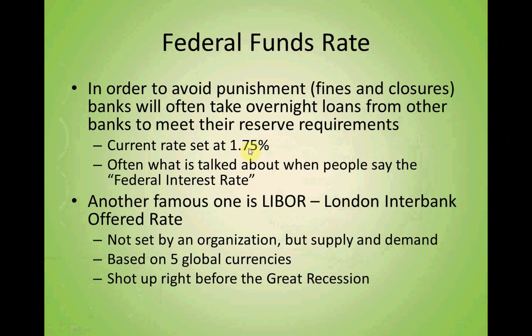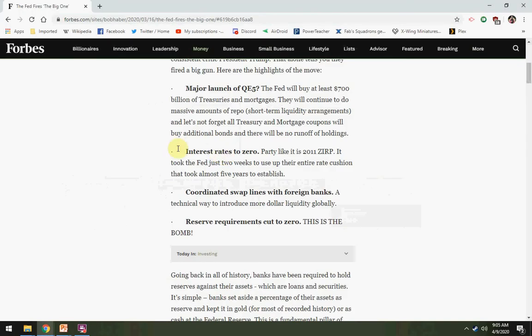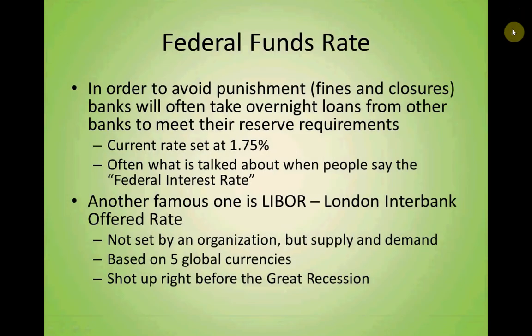So the current rate is set at 1.75%. Once again, I made these. That number moves around a lot. But the federal funds rate was about 1.75%. That's incredibly low, by the way, too.